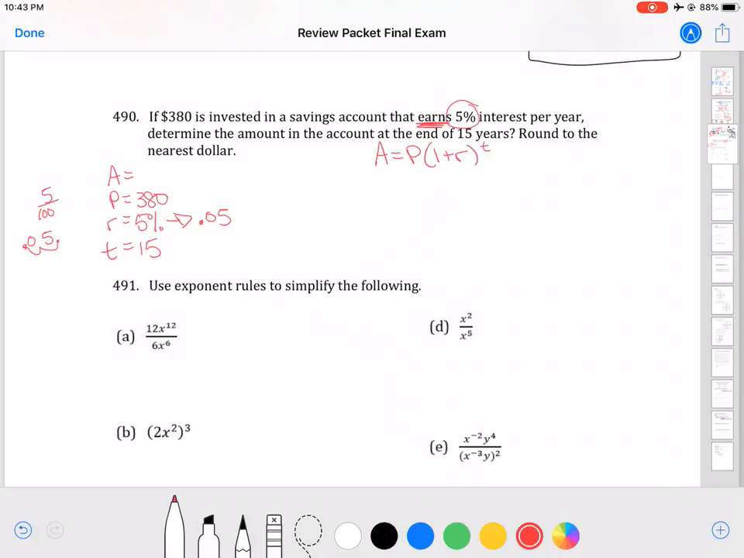And then it says, determine the amount in the account at the end of 15 years. So 15 is time. That's going to get plugged in for T. And the fact that it's telling me to determine the amount in the account after that amount of time tells me I'm trying to find that ending amount. So A is what I'm trying to find. So now I'm going to take all of that information and plug it into the formula. So the A stays. P is going to be 380. And then the 1 plus comes down. R is 0.05. And T is 15. So at this point, you can just take this entire thing exactly how you see it and plug it into your calculator. So take a second to do that.